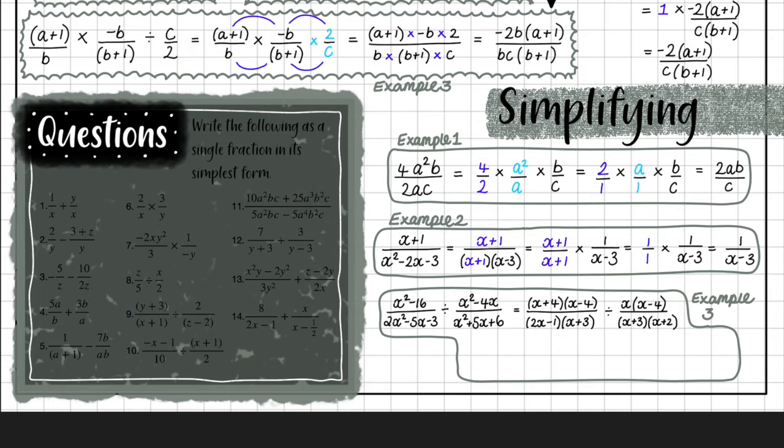The next thing we can do is change that division sign. Let's change it to a multiplication by flipping round that last fraction. Now we can look for things that cancel out, i.e. things that occur in the numerator that also occur in the denominator. So for instance, we have x plus 3 in the denominator here, and we have x plus 3 in the numerator here. So them two can cancel out. Similarly, we have x minus 4 in the numerator here and x minus 4 in the denominator here. So they can cancel out. So our answer becomes this fraction here.